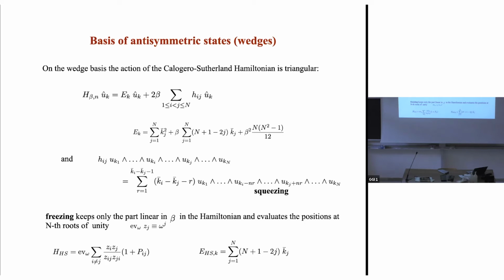When we do the freezing, only this linear part here survives. So if we look at the Hamiltonian, we will get an expression like this, and the corresponding energy is given by this linear term in beta here. That's relatively easy to see.